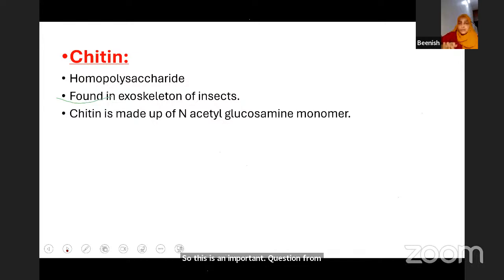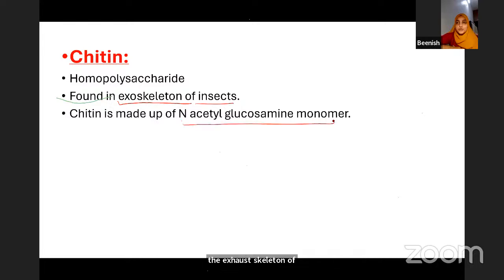The chitin, it is a homopolysaccharide. I'm sure you've heard of this before during your 11th and 12th standards when you must have been studying animal kingdom and structures of arthropods and all that. So it is a homopolysaccharide, and forms the exoskeleton of insects. Okay, chitin is made up of N-acetyl glucosamine monomers.